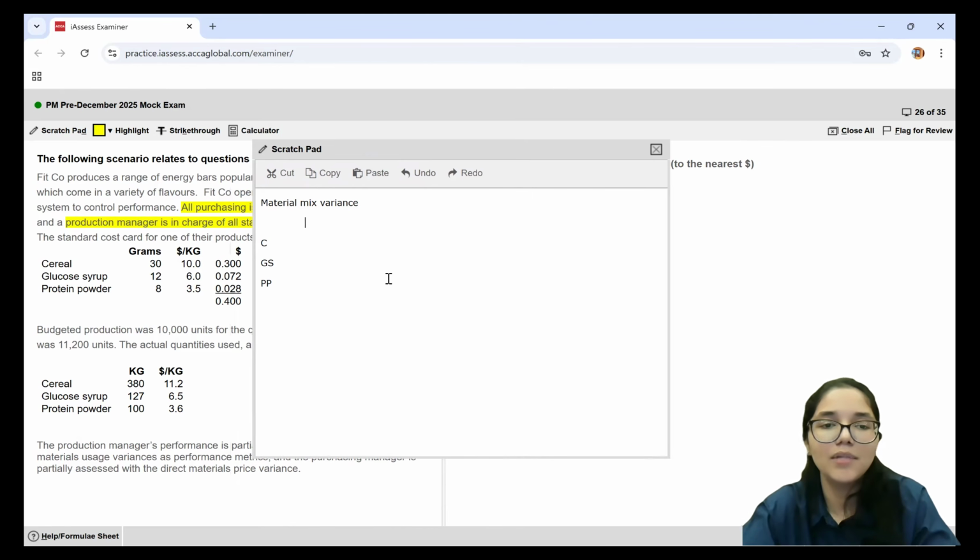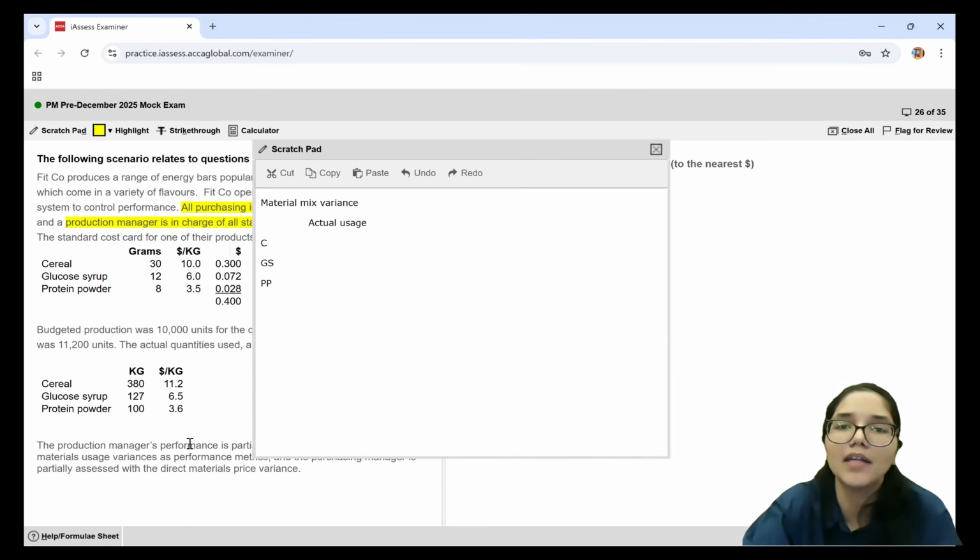Now, firstly, let me see how much my actual usage has been. My actual usage is given to me in terms of kgs. Also, guys, please be very careful. The standard cost card is given to you in terms of grams, and here it's all in kilograms. So ensure that whenever you're using these units, they should all be in the same unit. Otherwise, you're going to make a mistake numerically.